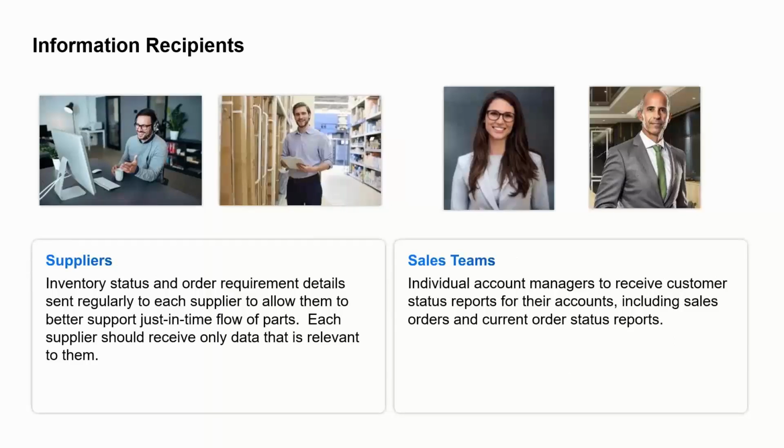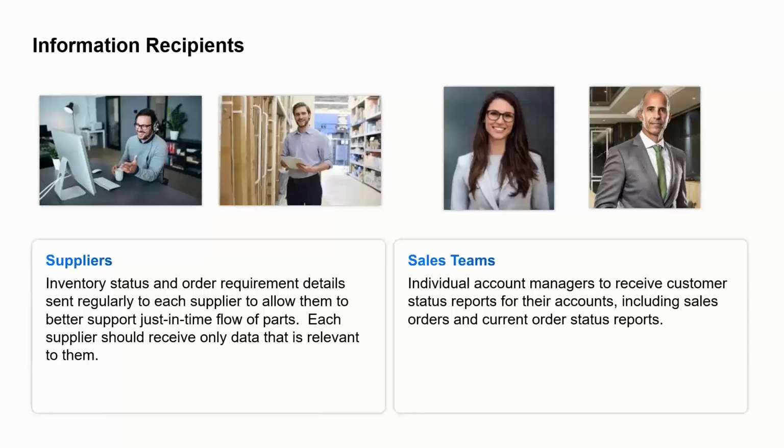And of course, depending on the industry you're in, suppliers would also be someone that you would want to collaborate with. Sending reports to suppliers so that you could support just-in-time delivery of parts is a very common scenario. You could base that off, hey, I just got an order, here's the piece that you need to fill, and off it would go to that parts supplier.